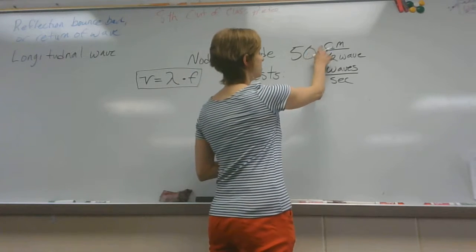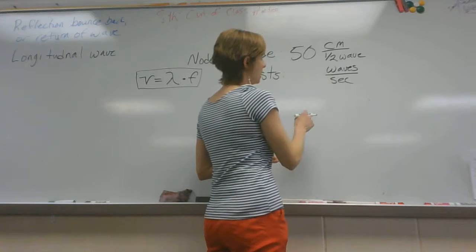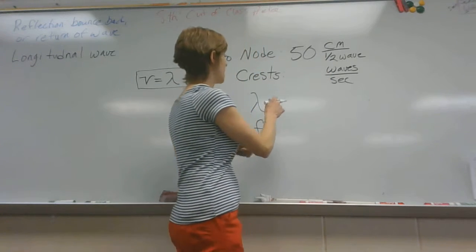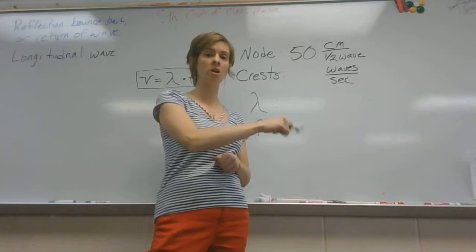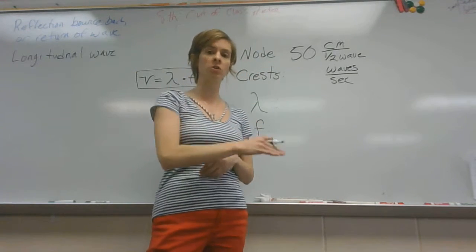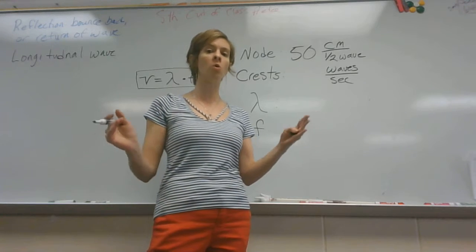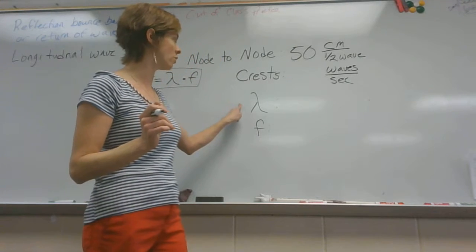So 50 centimeters per half a wave means that we only measured half the wave. Remember, you can measure node to node to node, or crest to crest, or trough to trough, and that gets you the whole wavelength, which is what we're looking for.